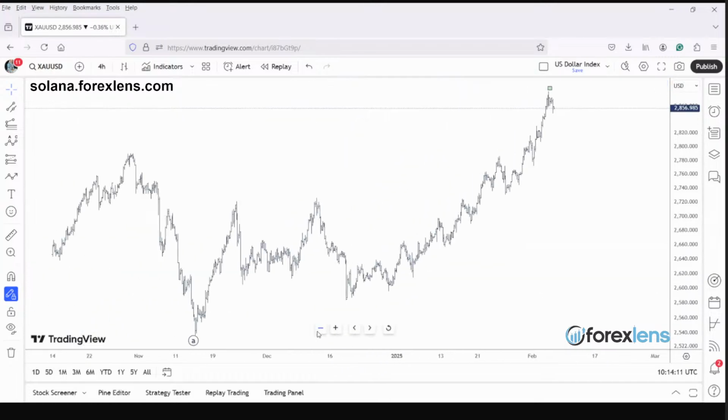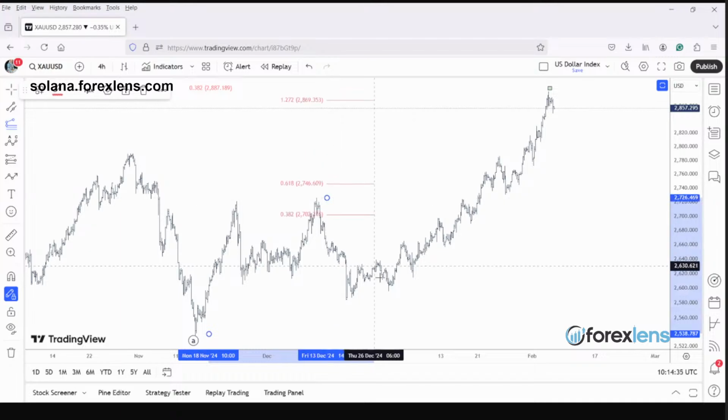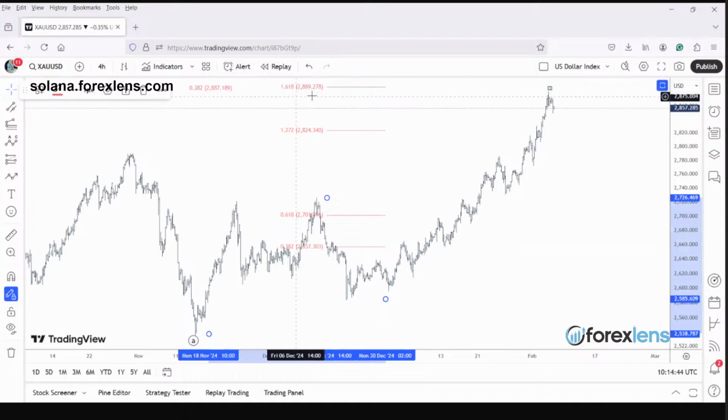Because yesterday we had done two techniques. One was the 38.2% of wave A, which was coming at 87, and the other one was the extension of the first wave and pulling it down towards the retracement. That is also matching up around the same price. You see, that's the convergence.